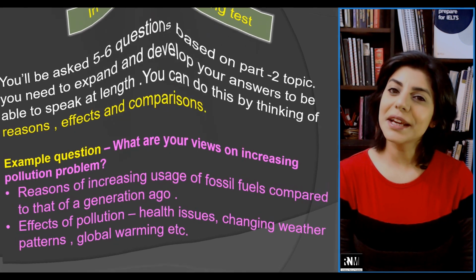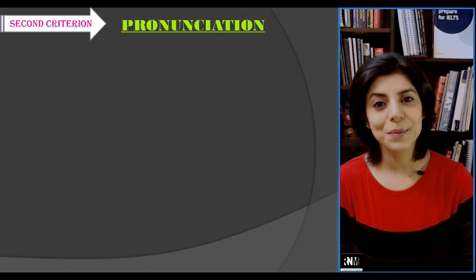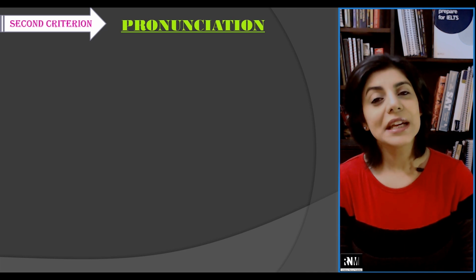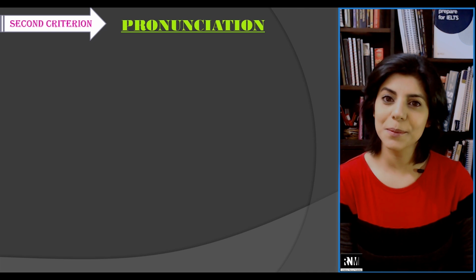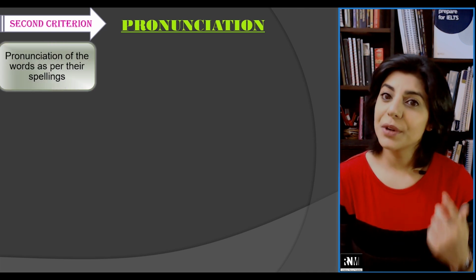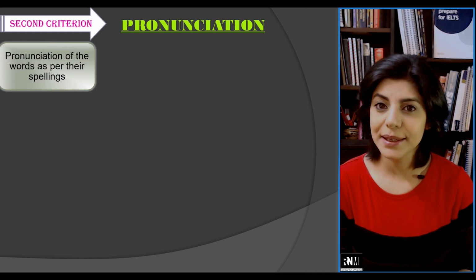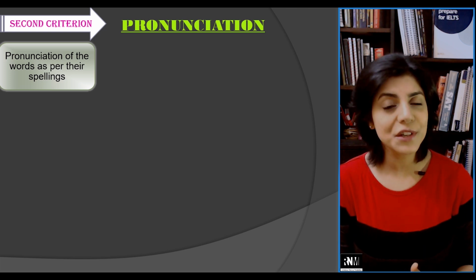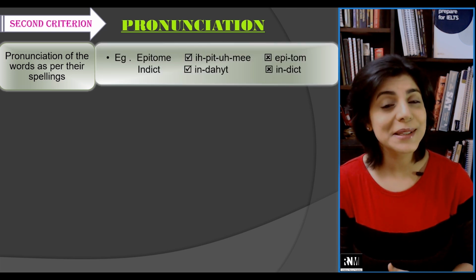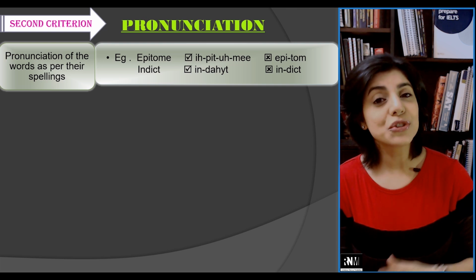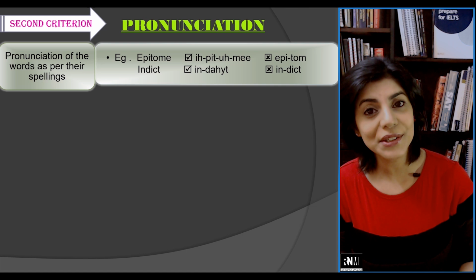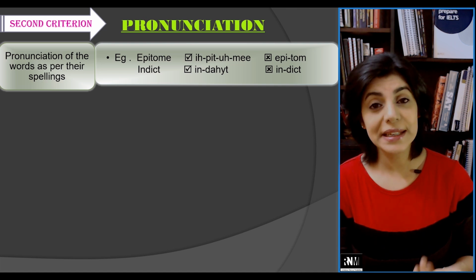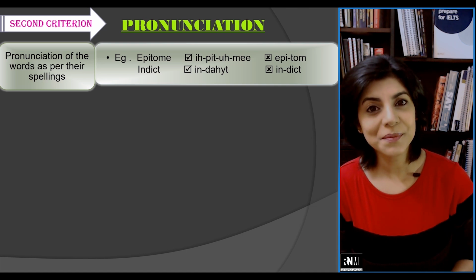Let's discuss our second criterion now, pronunciation. This criterion is judged on various pronunciation features and their accuracy, as in how you pronounce the words as per their spellings, which can actually be confusing sometimes. For example, epitome, which is wrongly pronounced as "epitome," or maybe indict, which is wrongly pronounced as "indict."